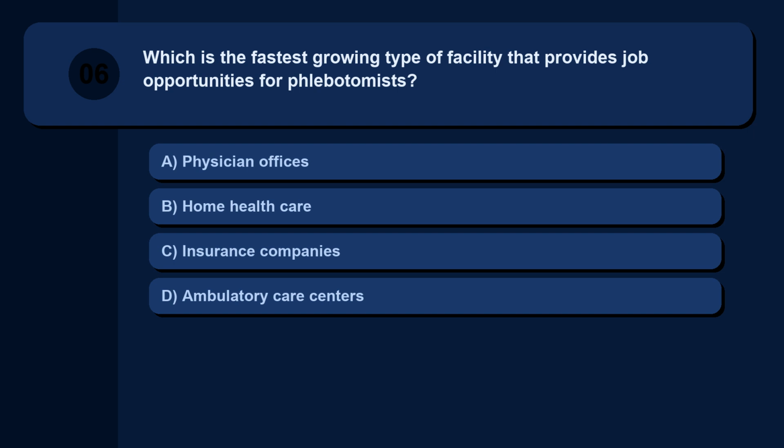Question 6. Which is the fastest growing type of facility that provides job opportunities for phlebotomists? Physician offices, home health care, insurance companies, ambulatory care centers. Ambulatory care centers, urgent care, outpatient clinics, are rapidly growing and increasingly employ phlebotomists for outpatient blood collection services.